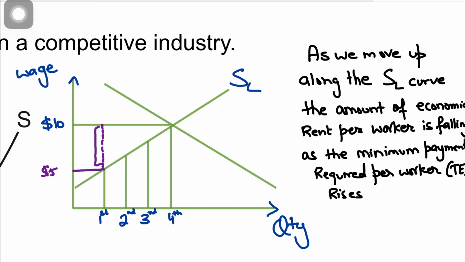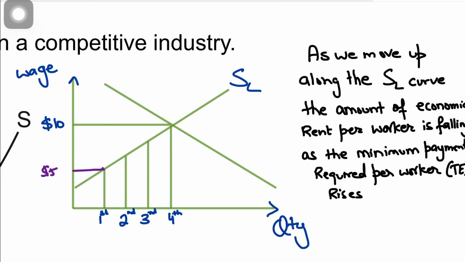And for the second unit, the minimum required is, let's say, $7. So this vertical distance represents $3 of economic rent. For the third unit, the minimum required is $8, and this represents economic rent. And for the fourth unit, the minimum required is $10, and the market wage is $10 as well. So there's no economic rent. Transfer earnings equal the market wage rate here, so there's no economic rent.